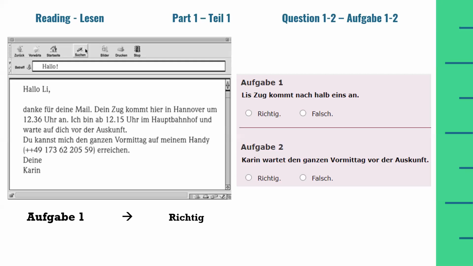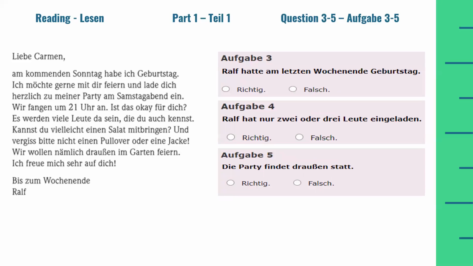So Karin is saying that she will be at the railway station at 12:15 and she will wait in front of the information. So she will wait in front of the information, but she will not wait for the whole morning because she will arrive at 12:15 at the railway station. So the second statement is wrong. Let's move to the next part.